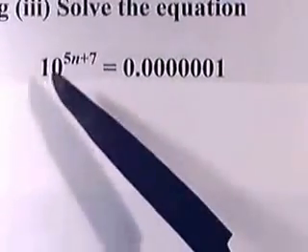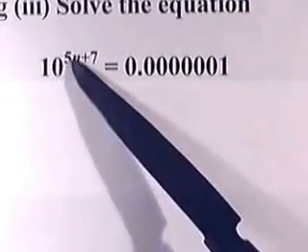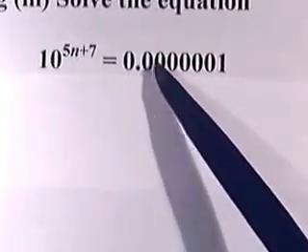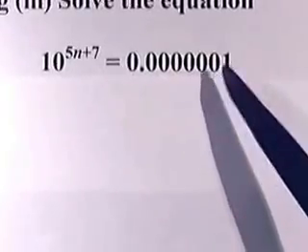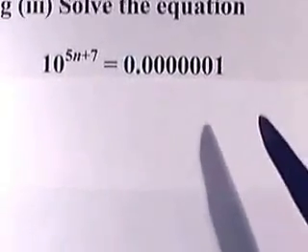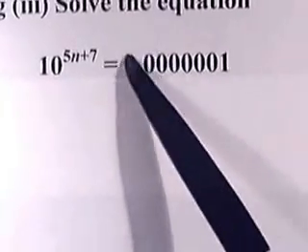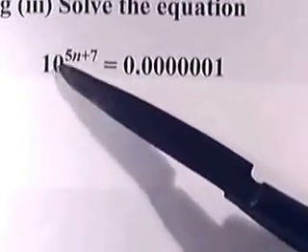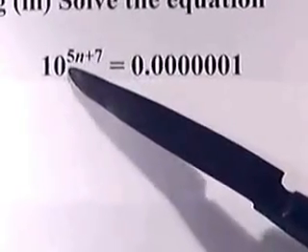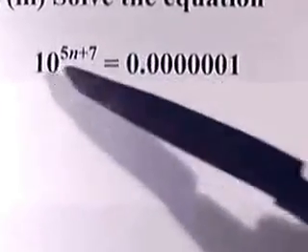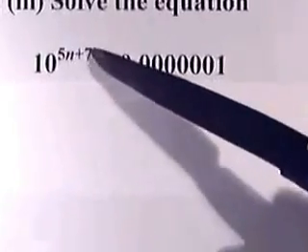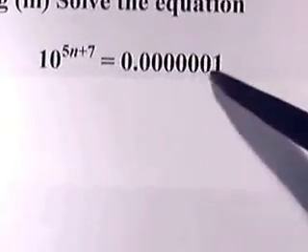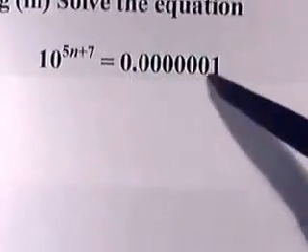There we have 10 raised to the power of 5n plus 7 is equal to 0.00000001. It looks horrible, but it's not, because all of this is just a disguised way of writing 10 to some power. Notice you've got 10 to some power here, and you must get the base numbers the same on both sides of the equation before you can start playing around with the powers. This is just 10 disguised to a certain power. Let's have a look how to do it.